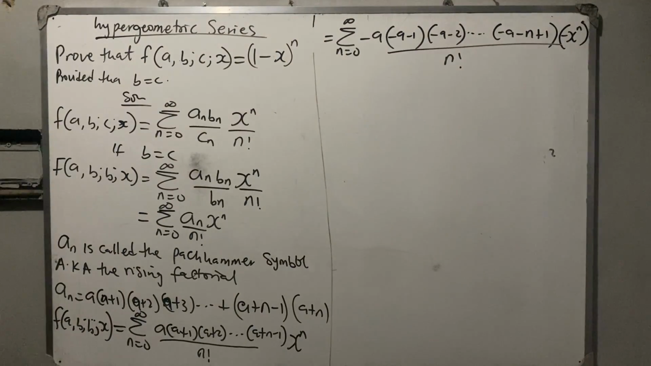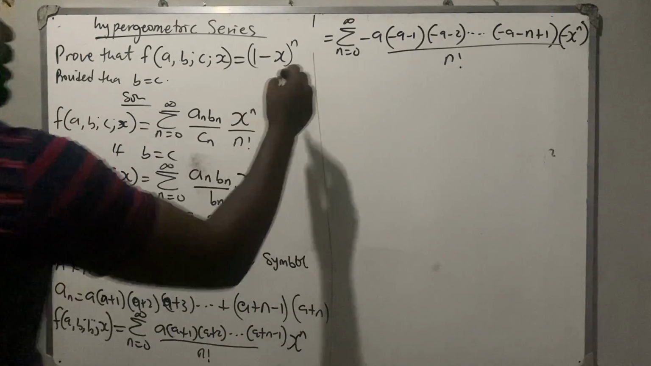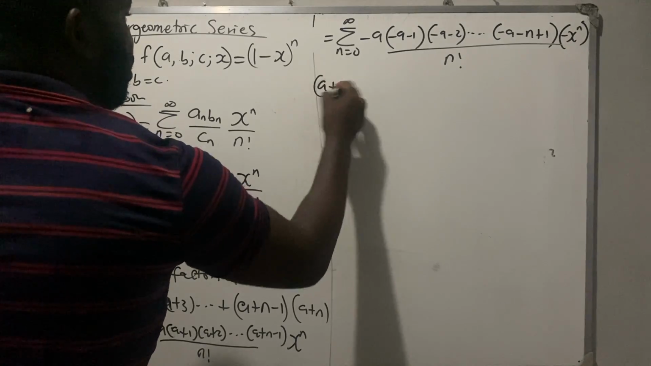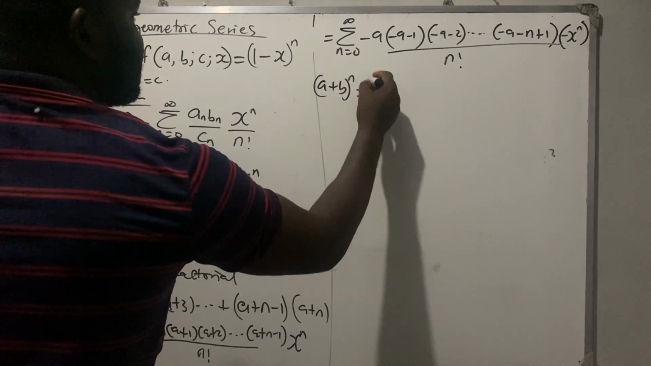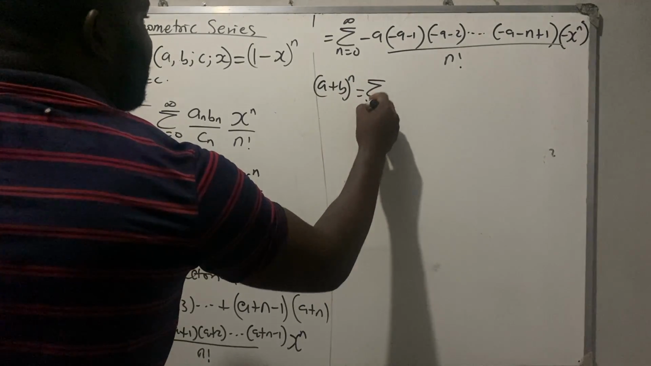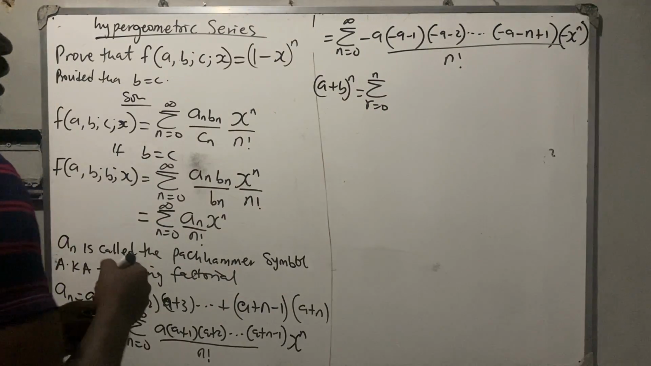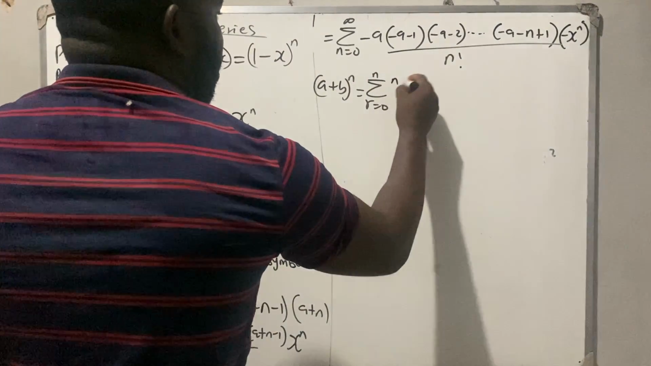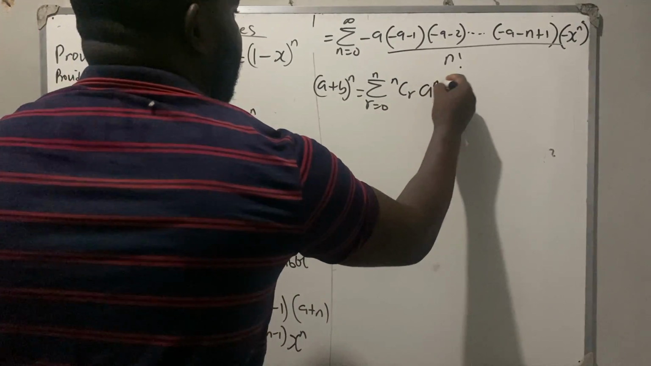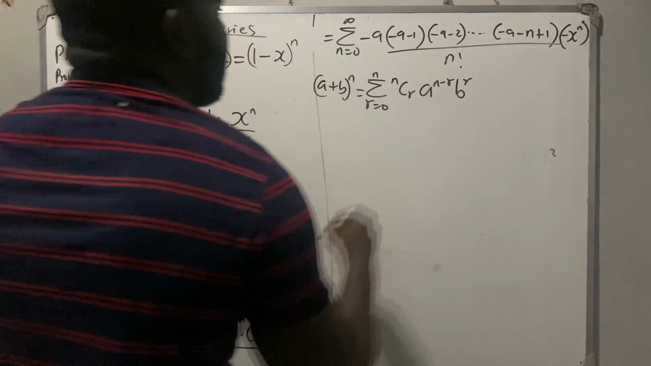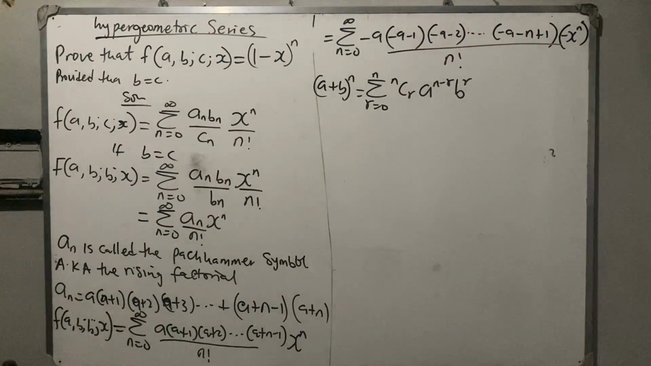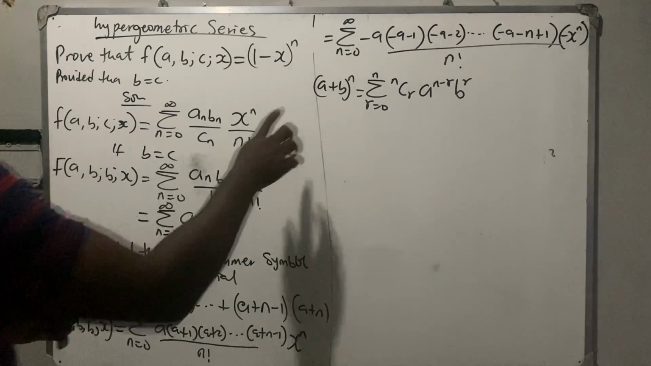So having this now, there is something I want to show you. If you remember the binomial theorem, it says that (a + b) all raised to power n is given as the summation of r starting from 0 to n of n combination r, a raised to power n minus r, b raised to power r. This is the formula for binomial expansion if you want to expand this kind of thing.